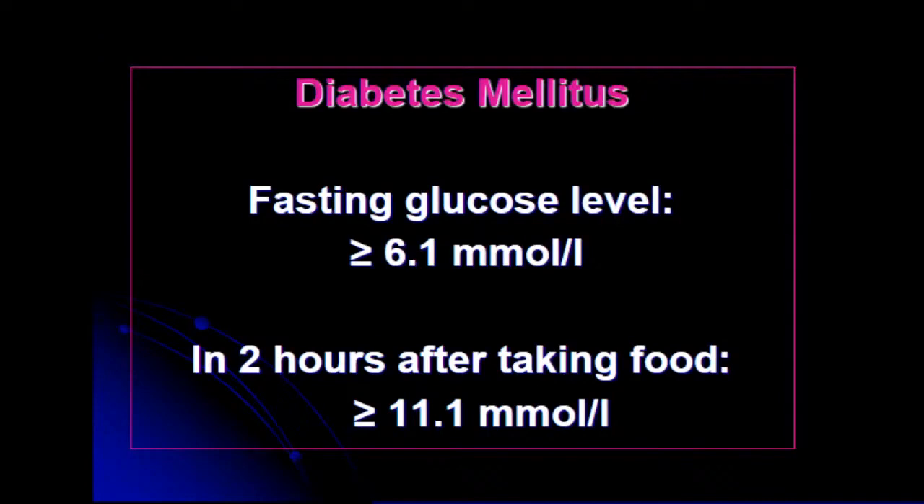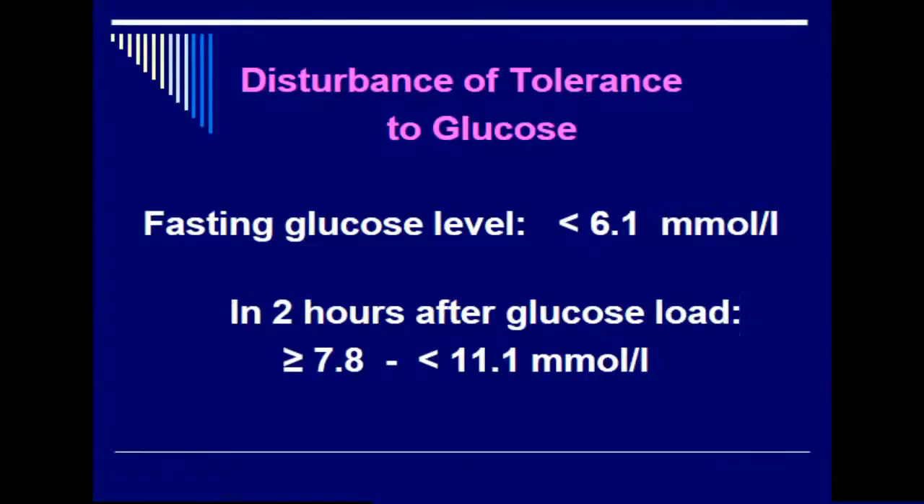Diabetes mellitus: fasting glucose level more than or equal to 6.1 millimole per liter, and in 2 hours after taking food, more than or equal to 11.1. Disturbance of tolerance to glucose: fasting glucose level less than 6.1 millimole per liter, and in 2 hours after glucose load or after a meal, glycemia will be more than or equal to 7.8 but less than 11.1 millimole per liter.